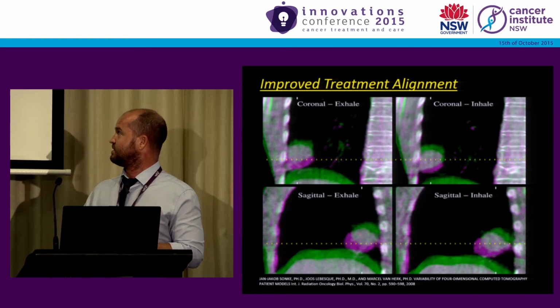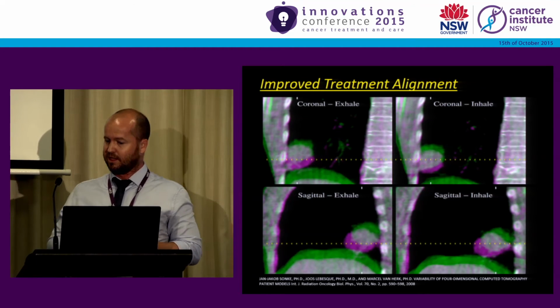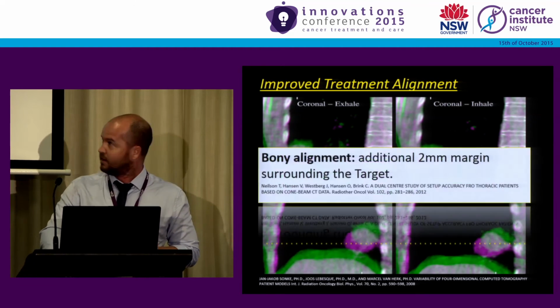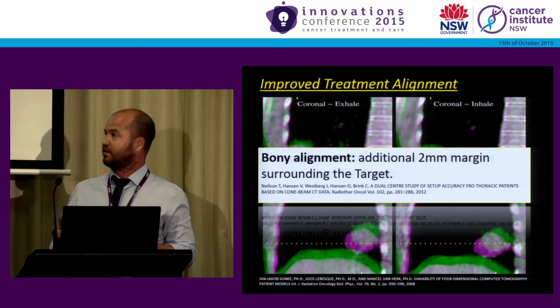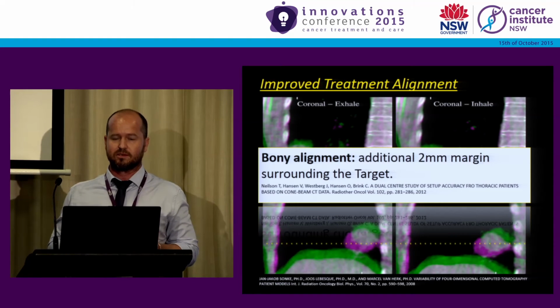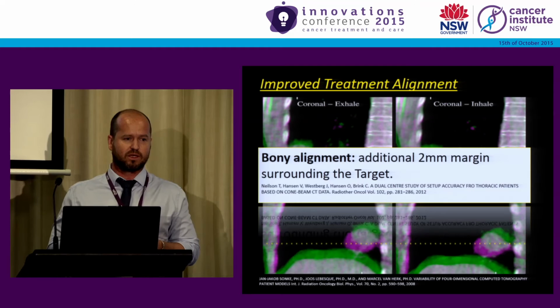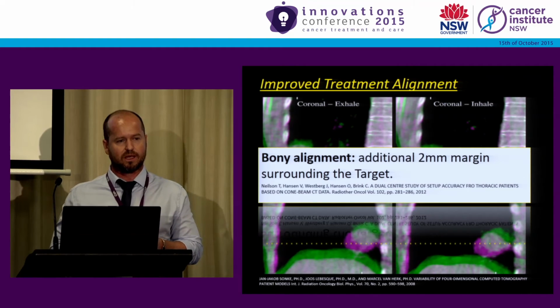So I'm aware this is a topic that needs more than 1 or 2 slides, but to summarise, if you're reliant on bony method of alignment, then you can probably expect an additional 2 mils in your margin around the target to account for these inaccuracies. And that might seem small, but in some cases that's going to account to a lot of healthy tissue that's included in the treatment field.